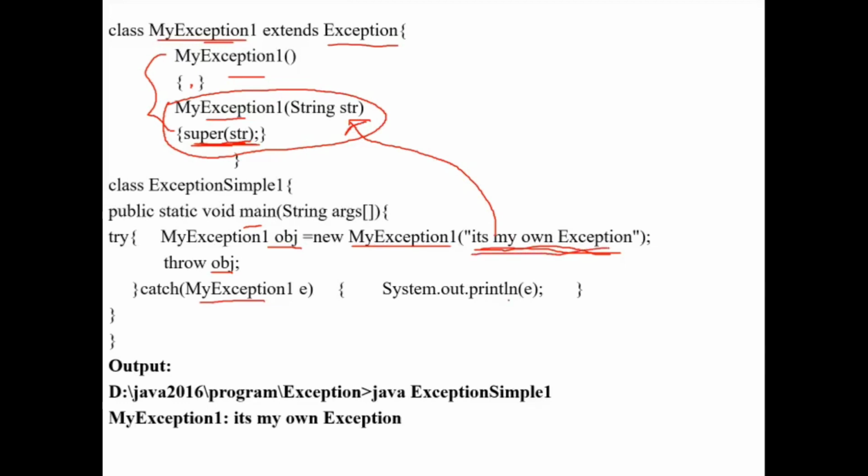So when I am throwing that object obj, it is caught by the my exception one object. When I am printing this e, it will print my exception one colon along with the string I passed while creating that object. So it's my own exception, that is also printed. Understood?